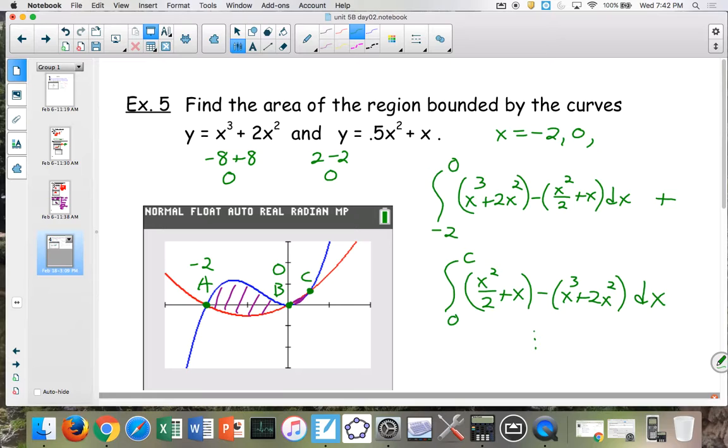So hopefully that helps with finding the area between certain curves. And once again, don't forget to always think about integrating with respect to y, because it might simplify your problem.